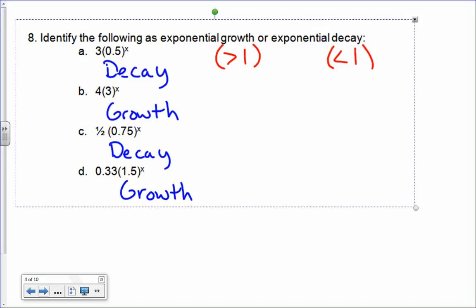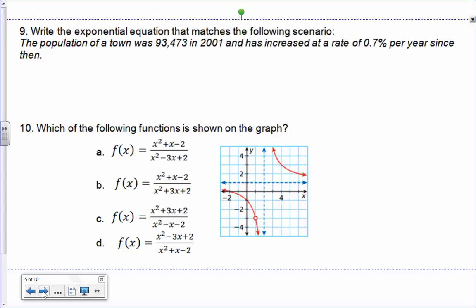Okay. Let's look at number 9. All right. We want to write an exponential equation for this scenario. Now, the one thing that I see in this scenario is the percentage. It says 0.7%. To convert that to a decimal, you want to take 0.7 and divide it by 100. And that's going to give you 0.007. So your rate here is going to be 0.007.